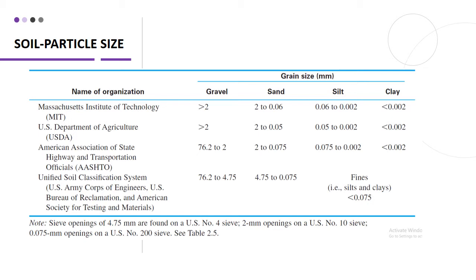and clays. So these sieve openings, there is a note here. Sieve openings of 4.75 millimeters, sieve meaning ayagan, are found on a US number 4 sieve. This is just a provision on the sieve openings.